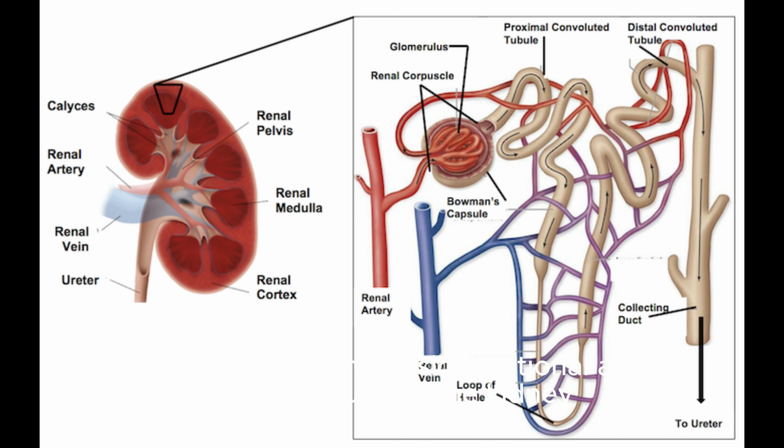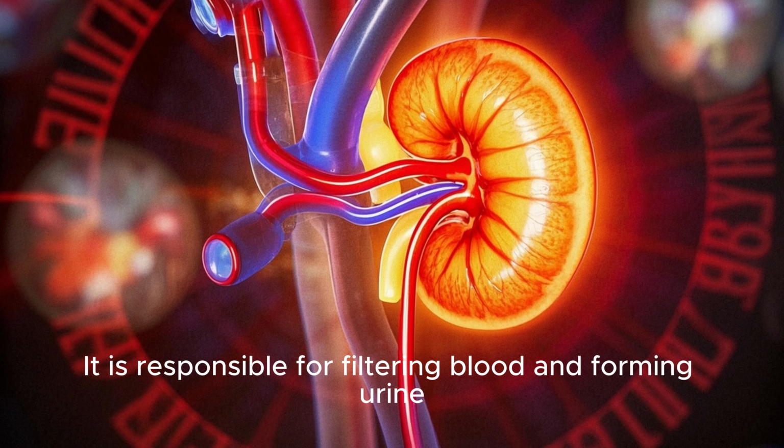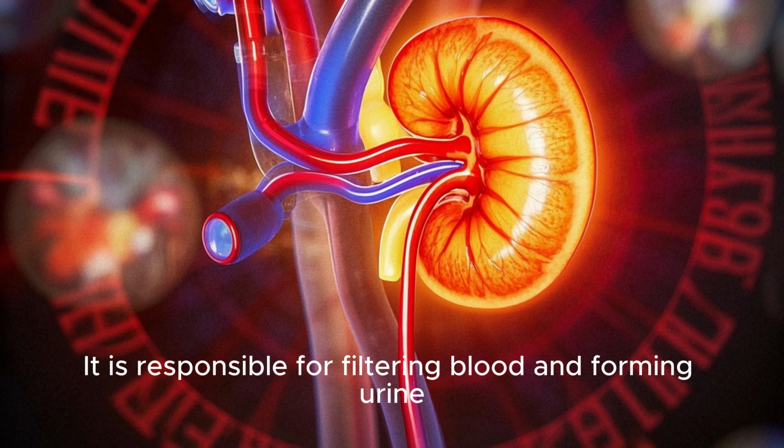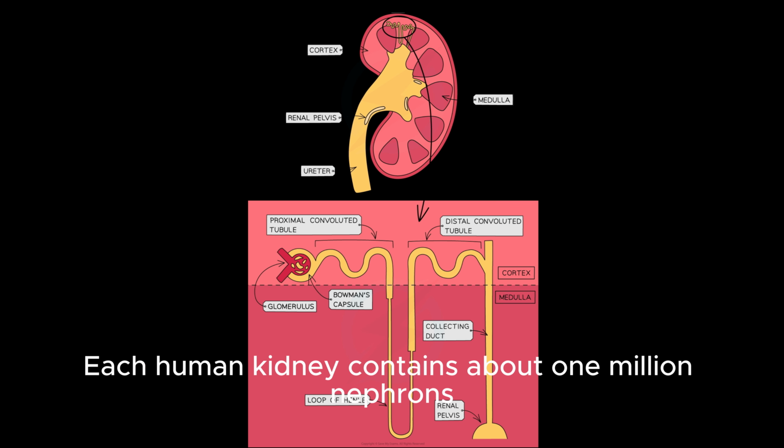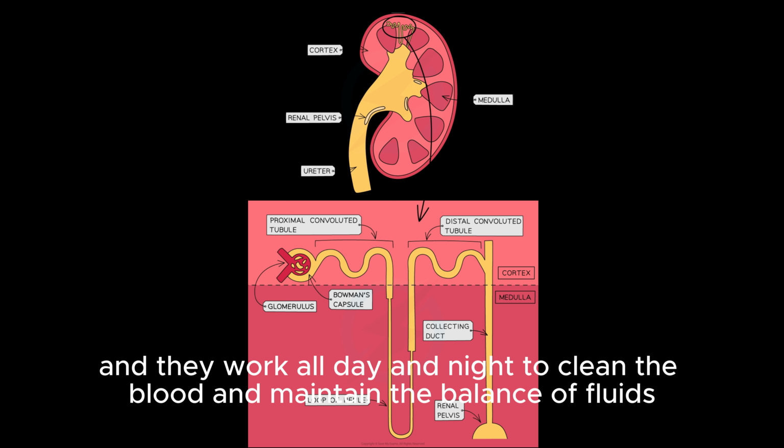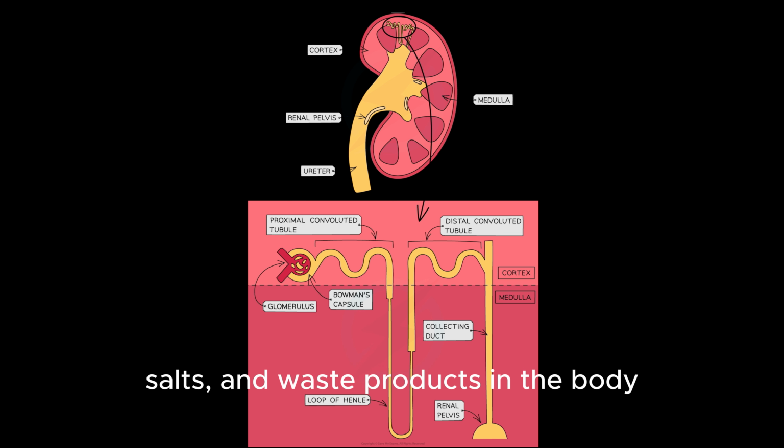The nephron is the basic functional and structural unit of the kidney. It is responsible for filtering blood and forming urine. Each human kidney contains about 1 million nephrons, and they work all day and night to clean the blood and maintain the balance of fluids, salts, and waste products in the body.